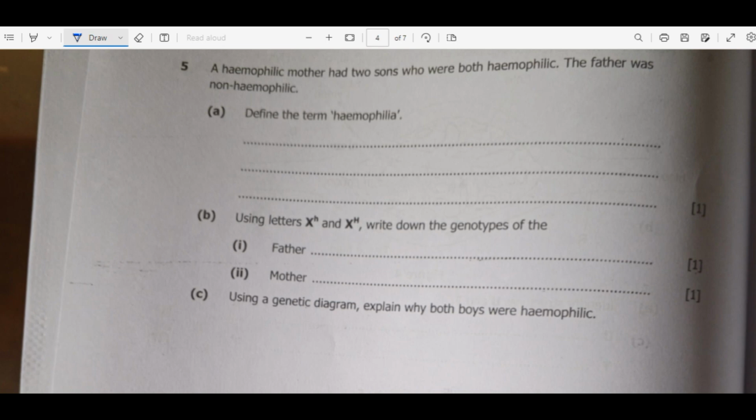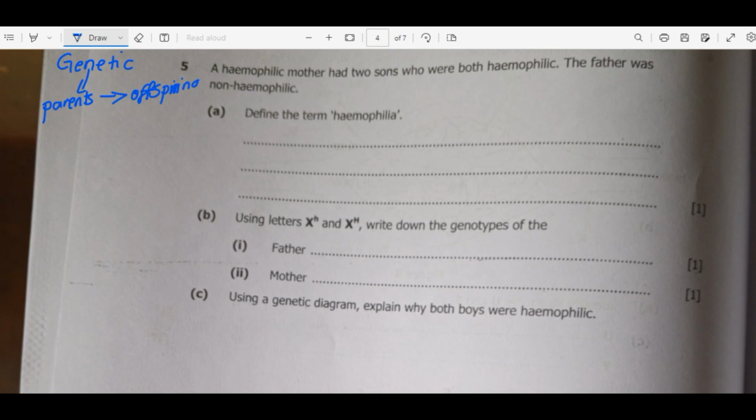So the first thing that we are going to look at before we answer the questions, let's share one or two ideas about genetics. Genetics is just the branch of biology that tells us how characteristics are transferred from the parents to the offspring. So we need to have the parents, then the characteristics must be transferred to the offspring.